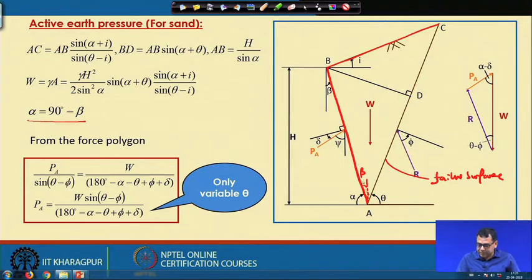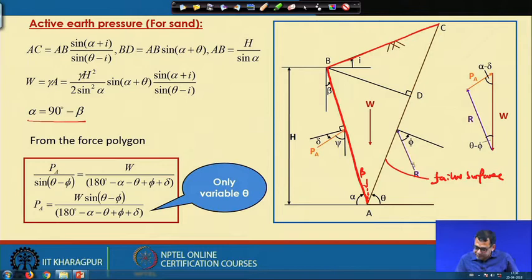So this wedge is a rigid body which is sliding along this surface. Now if I consider this wedge, what are the forces acting? The forces acting include the weight of this wedge. So if we draw this force diagram, this is the weight of the wedge which is acting.